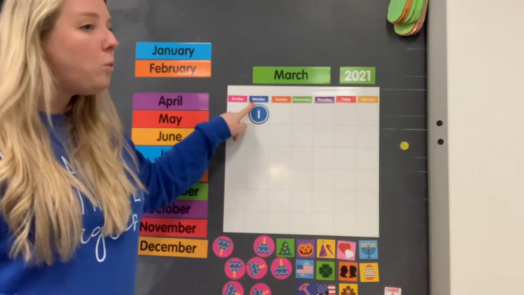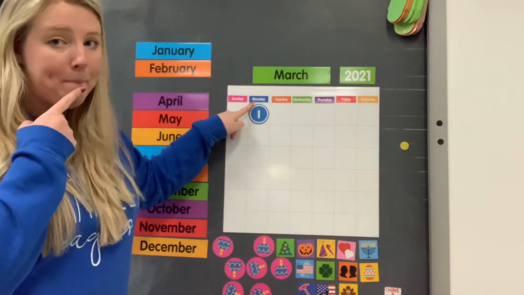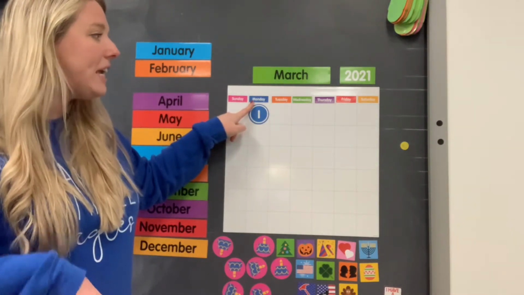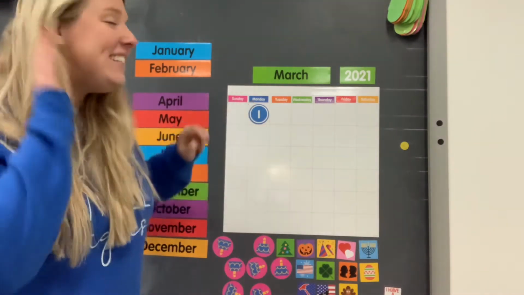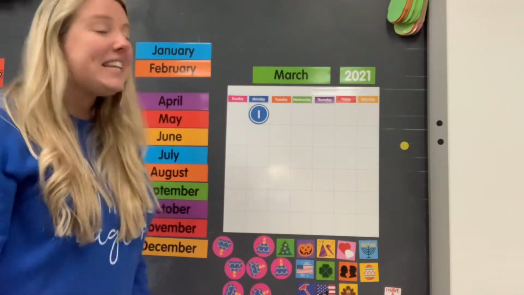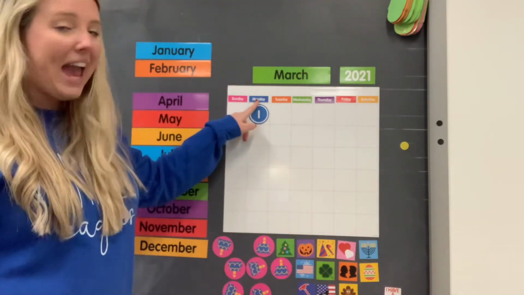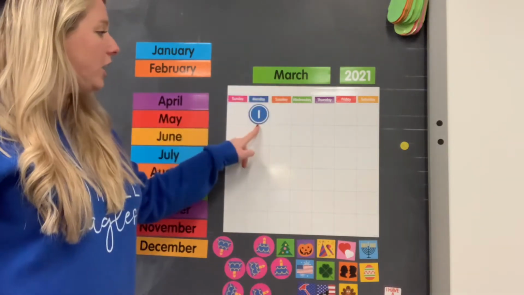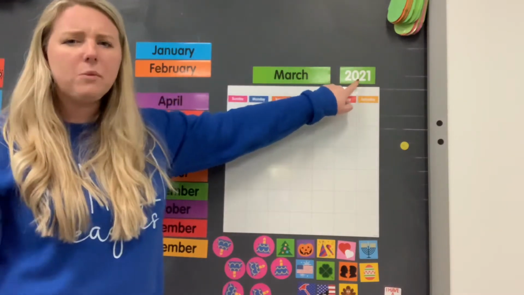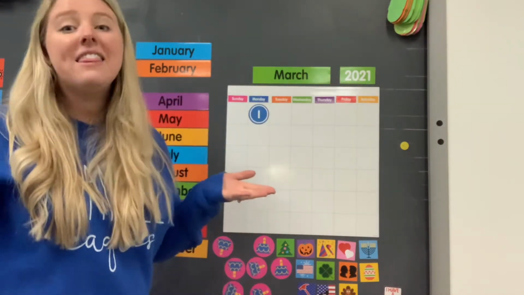This day of the week also starts with... So what day of the week is it? Monday. Let's say our date. Ready? Today is Monday, March the 1st, 2021. And what is 2021 again? What's that mean? That's our year.